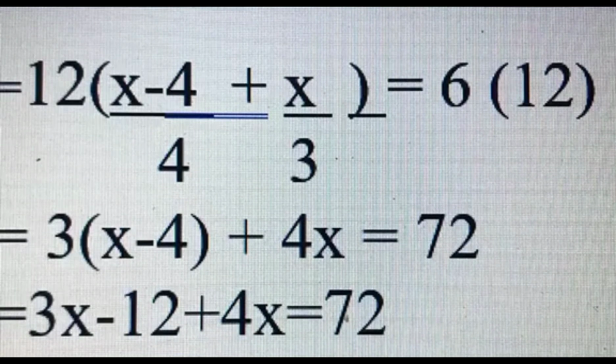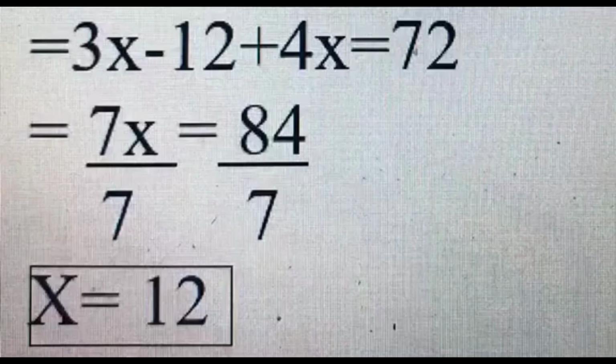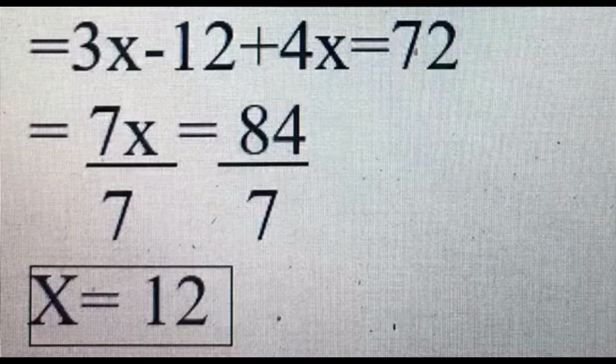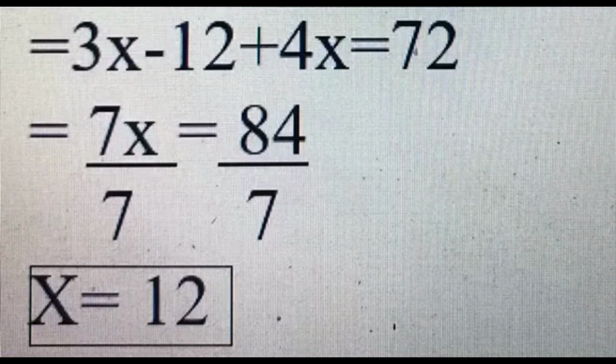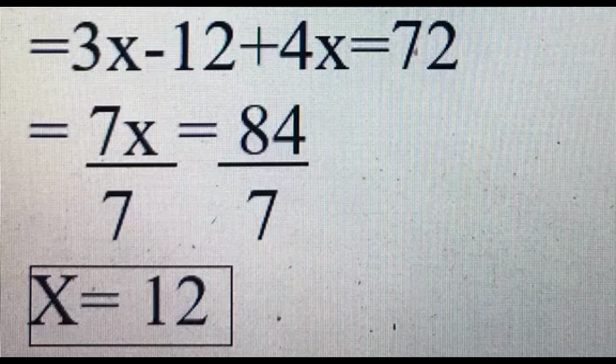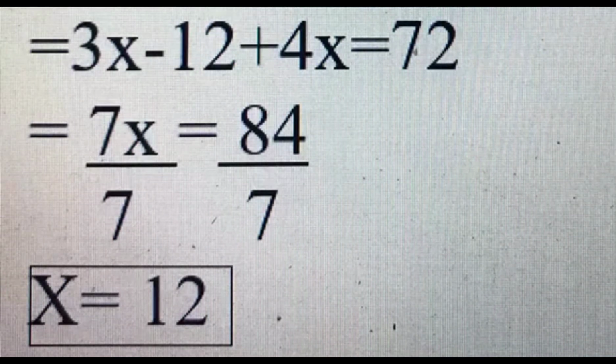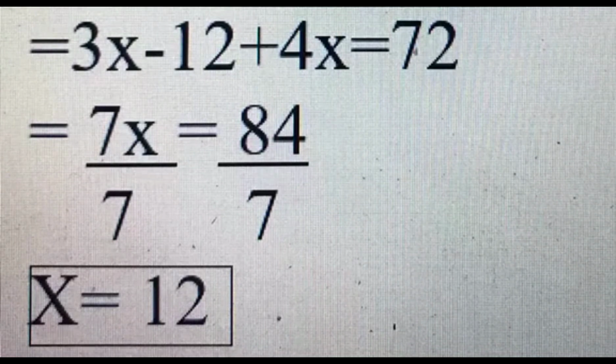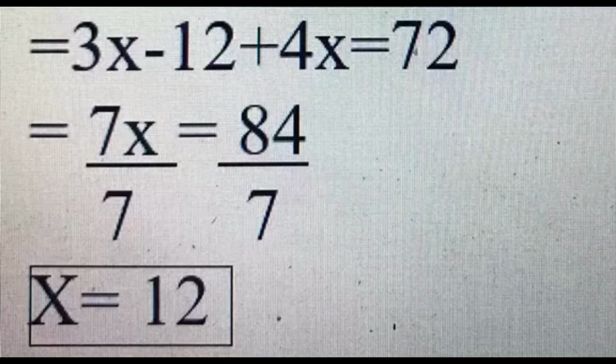So 3 times x minus 4, we get the answer 3x minus 12, then bring down plus 4x equals 72. After that, we are going to combine like terms. So 3x plus 4x is 7x equals 72 plus 12, which is 84. And since we are finding x, we are going to divide each side by 7 because it is divisible by 7, and the answer will be x equals 12.